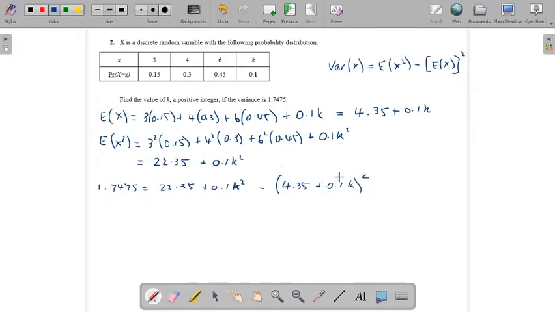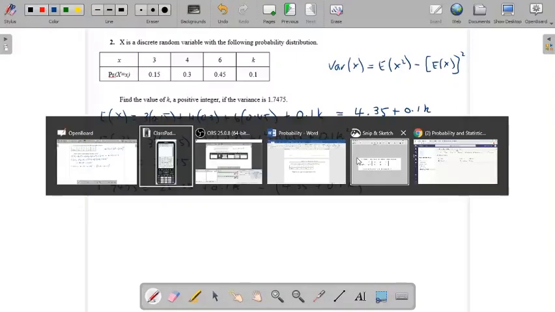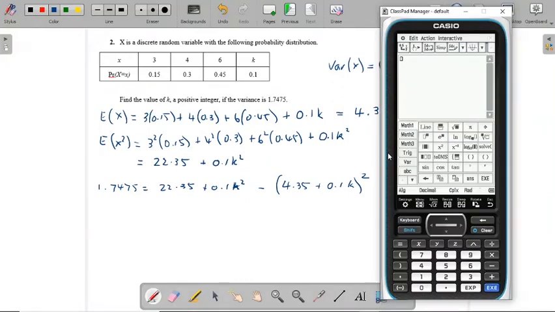What we could do is go ahead and collect all our like terms, get everything over to one side, and with that quadratic, probably the easiest thing to do at that point is to use the quadratic formula. So we could certainly do that. Okay, what I'm going to do instead for this particular one, given that it would be in a calculator section, is use the ClassPad calculator. Okay, and we're just going to solve.